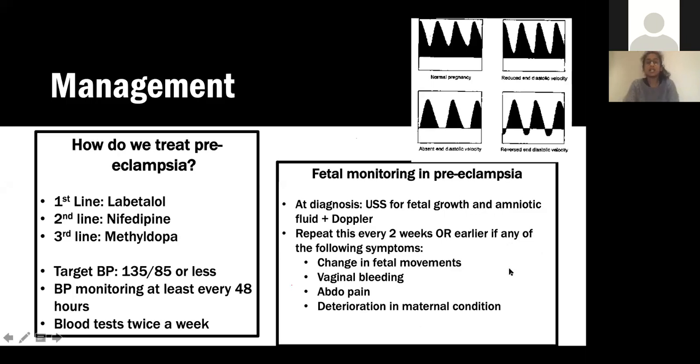So these women have quite a lot of follow-up. So they have blood pressure monitoring, they've got blood tests, they've got fetal monitoring as well. So those are all part of the treatment for preeclampsia, because a lot of it's just monitoring them for any complications and knowing when to admit these women.